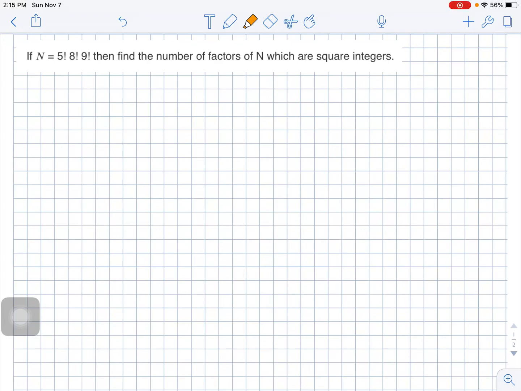If n is equal to 5 factorial, 8 factorial, 9 factorial multiplied, then find the number of factors of n which are square integers. So let's look at the keywords: factors, square integer. And now my n is a very complex mathematical term written in terms of factorial. So let's see what a square integer is.